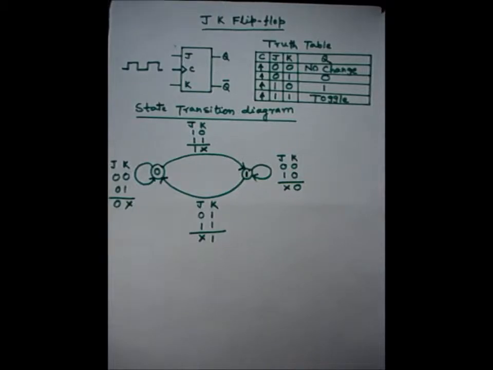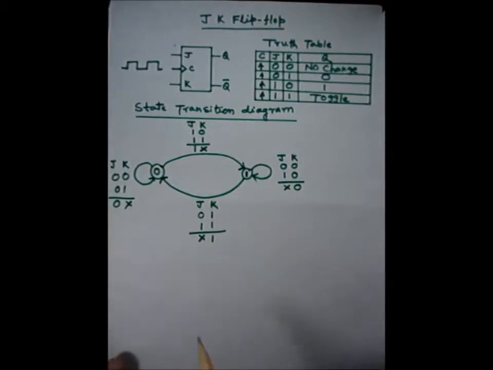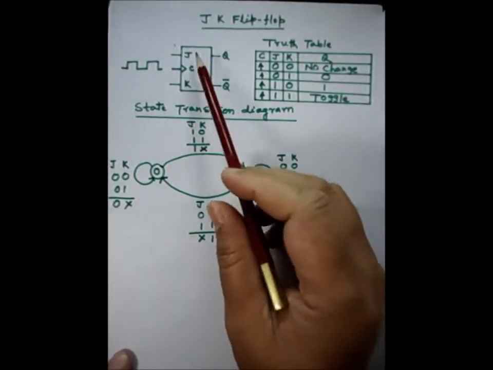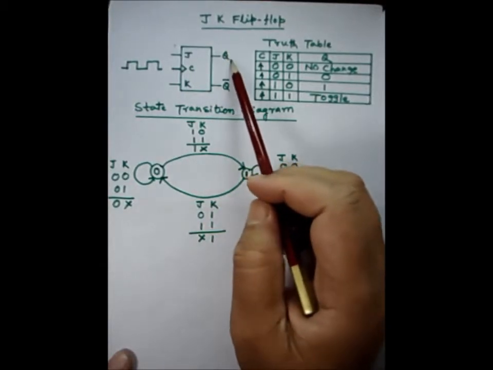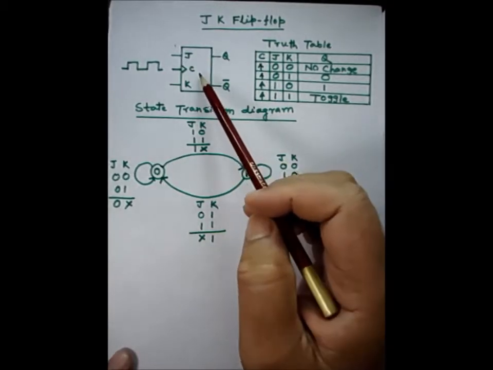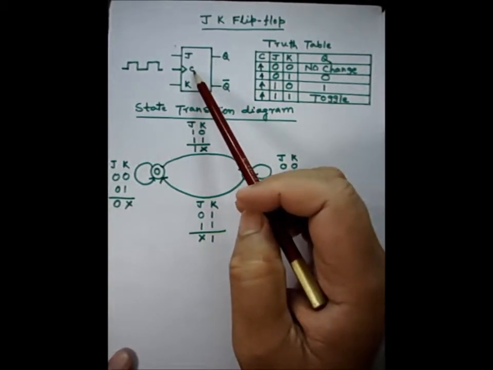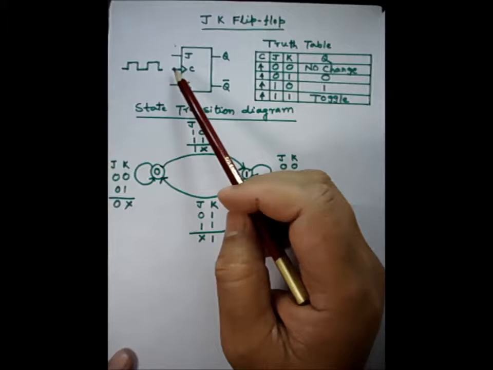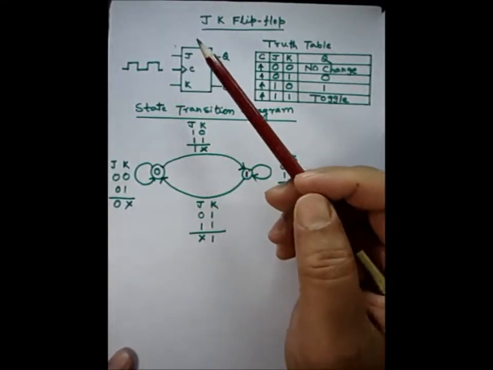We will discuss the JK flip-flop. Now here is the logical diagram for the JK flip-flop. Q is the output, Q bar is the complement of Q, J and K are the inputs, and C, shown here, is the clock pulses.